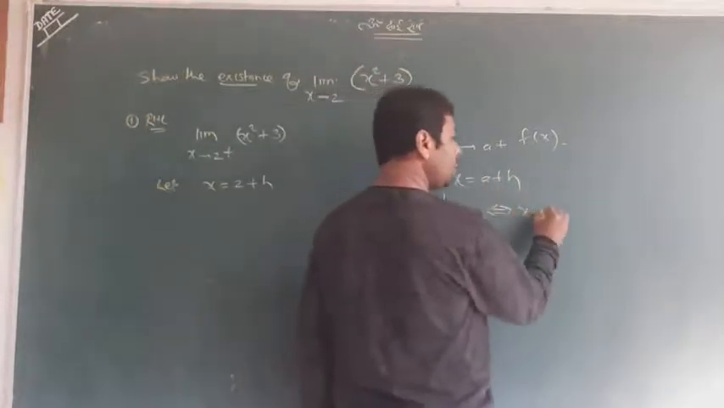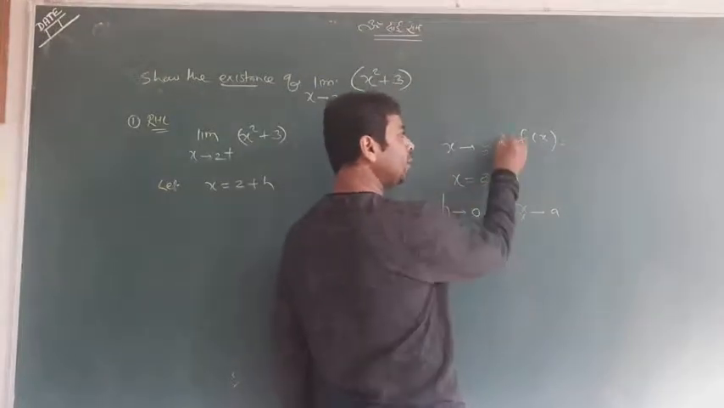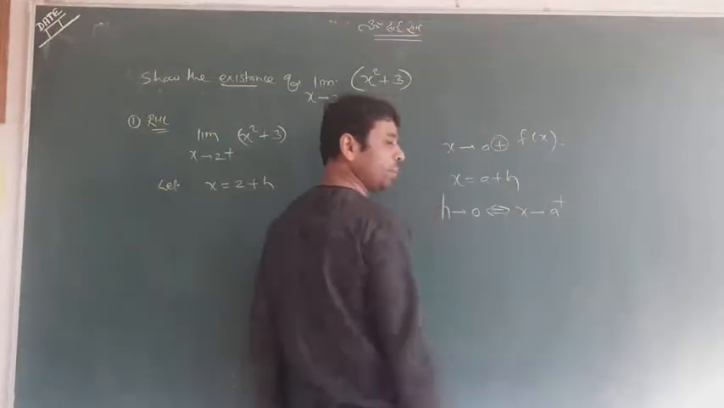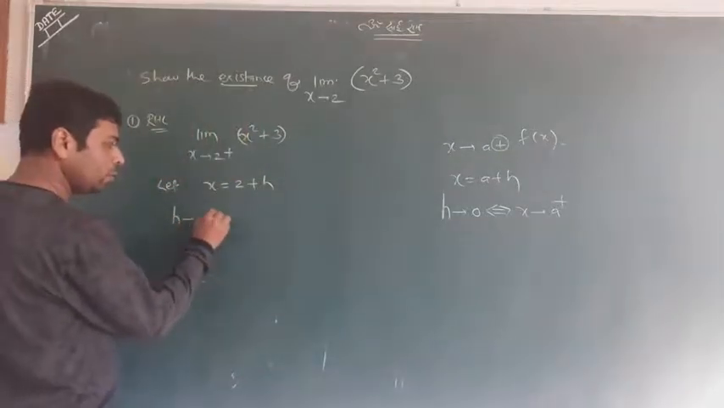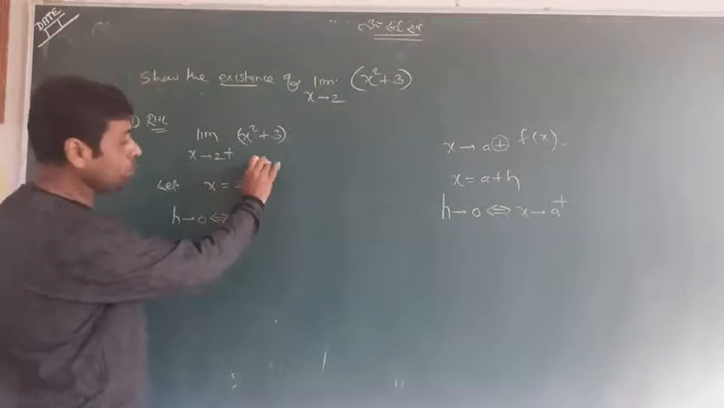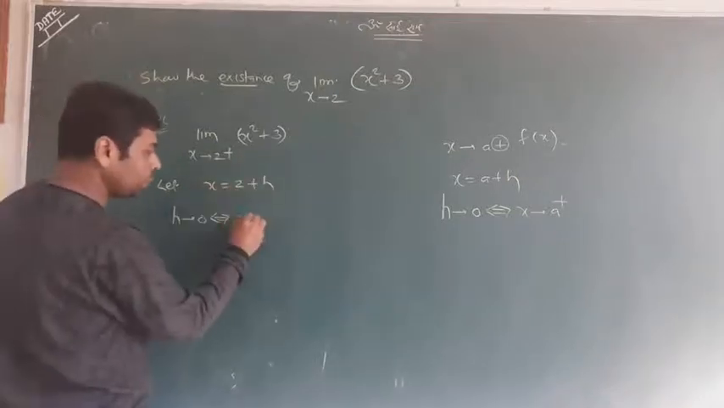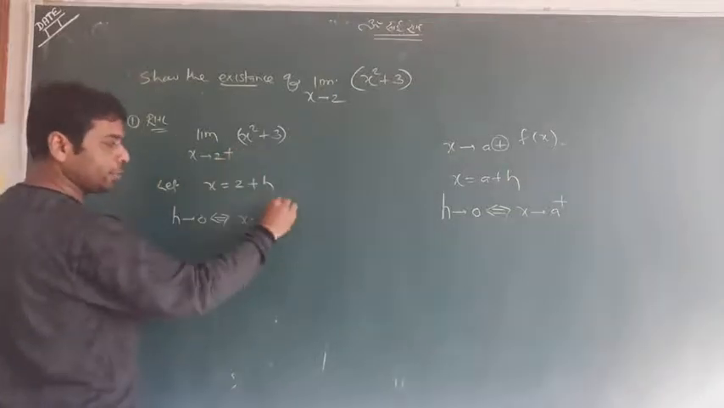X will reach 2 from which direction? The limit is the right, meaning the right direction. Same as I am writing here. When h goes to 0, what will happen? X will reach 2, from which direction? Right direction.